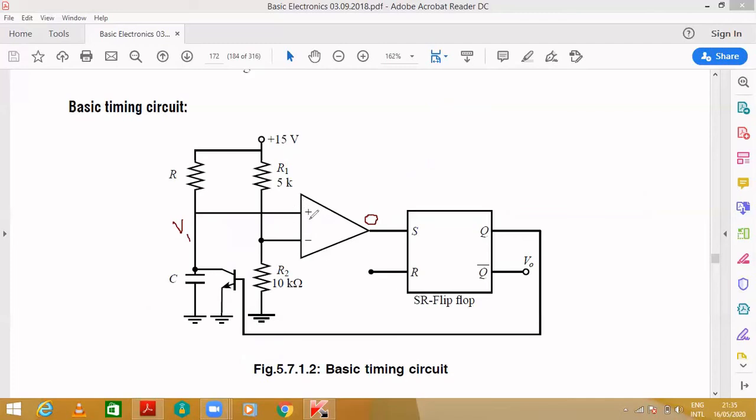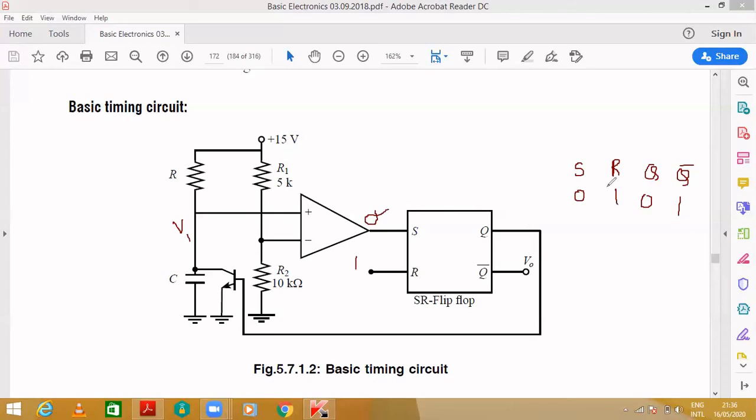When the non-inverting terminal is less than the inverting terminal, the output becomes a negative value. Negative is nothing but what I am taking as logic 0. So when S is logic 0 and R is 1, depending on the table, what about your Q and Q bar? Q will be 0 and Q bar will be 1.